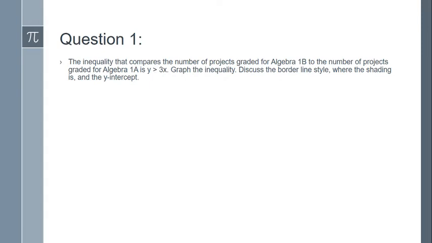So this inequality symbol is doing quite a bit when we have an inequality in two variables. It's telling us two things: the borderline style and where the shading is. Greater than or equal to means shaded above, whereas less than or equal to would indicate shaded below. Kind of makes sense. Greater, above; less, below.